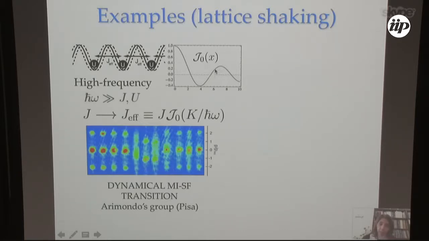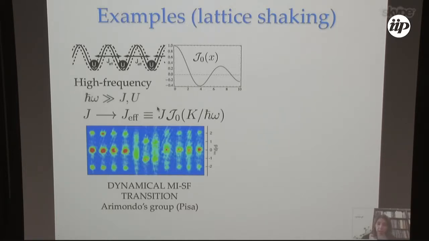And when I get positive again, I recover my zero momentum condensate, although the red dots are slightly smaller because now I am having a smaller amplitude for the hopping J. So it is very nice because this experiment, performed in the group of Arimondo in Pisa, could completely trace back the behavior of the Bessel function that is renormalizing the hopping in this model.